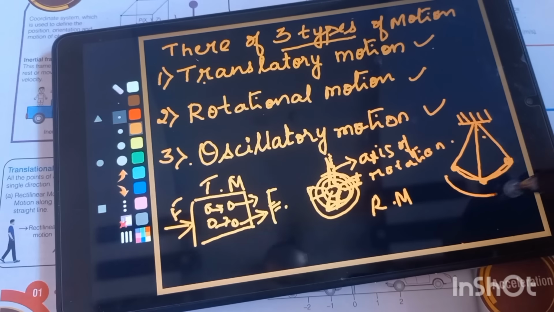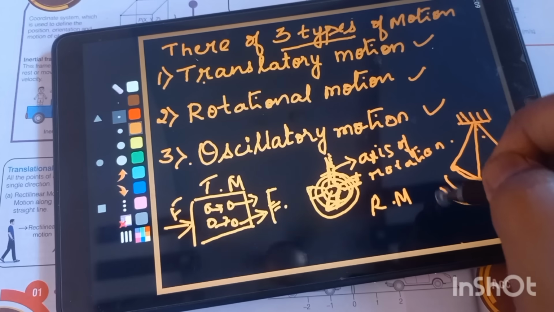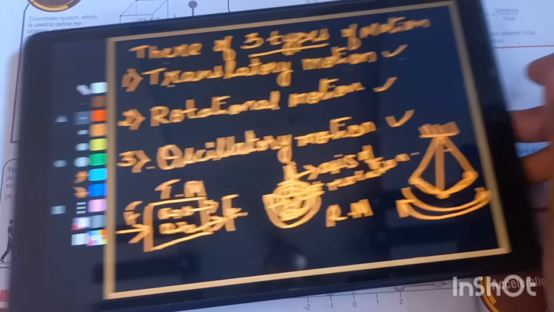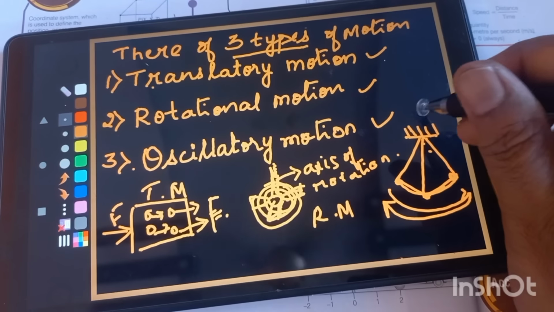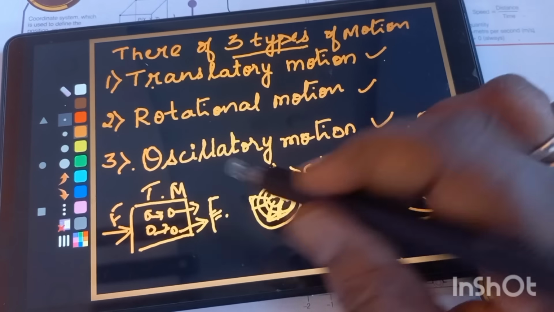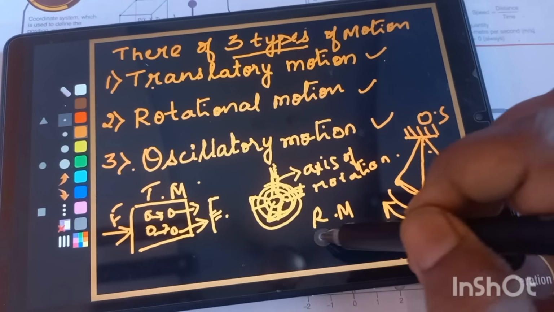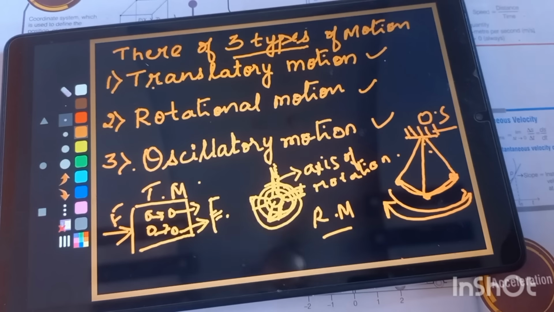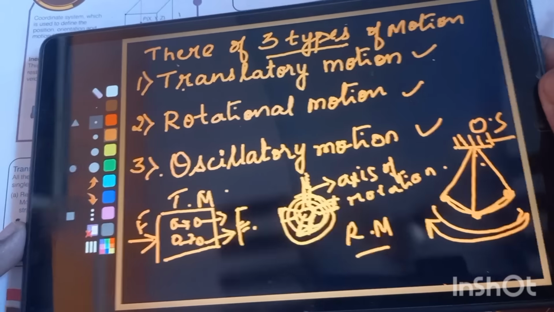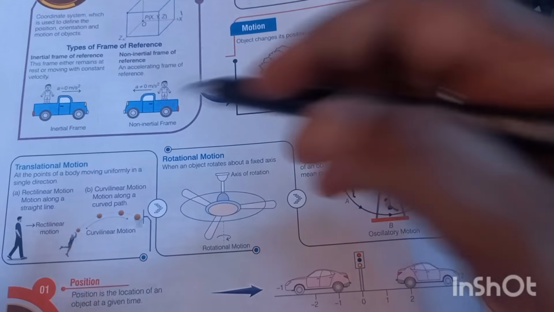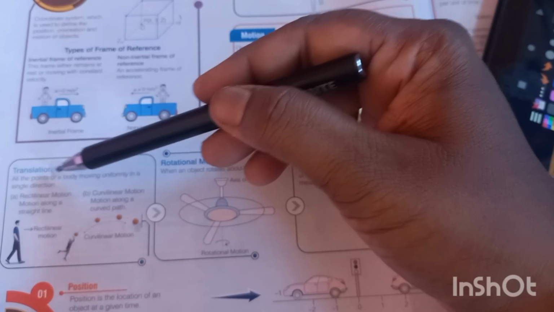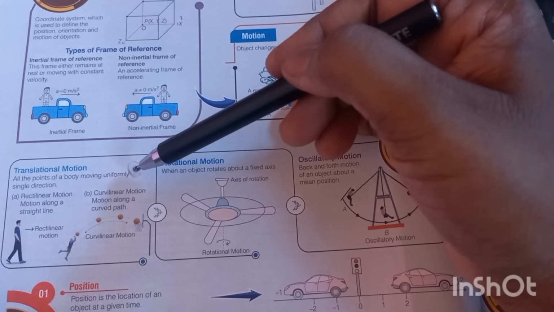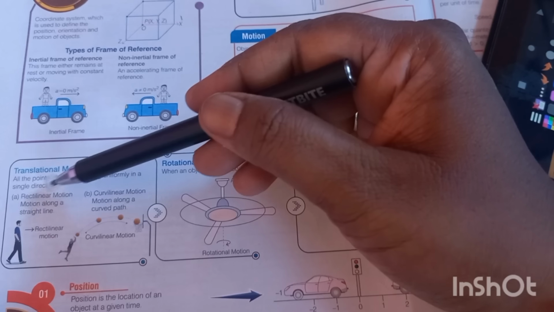So this is known as to and fro motion, that is known as the oscillatory motion. So this is translatory motion, rotatory motion, and oscillatory motion, okay. One by one we will see the definition. Translatory motion: all the points of the body moving uniformly in a single direction.